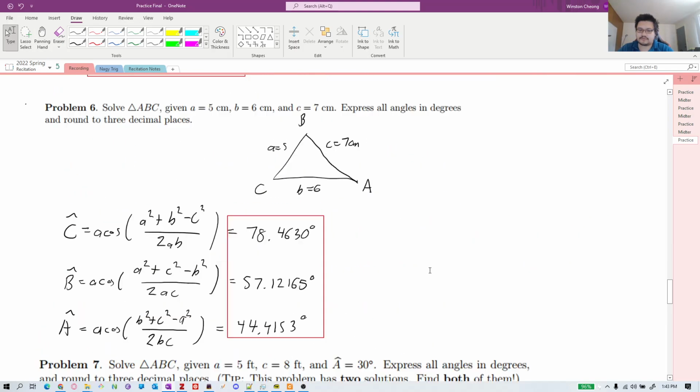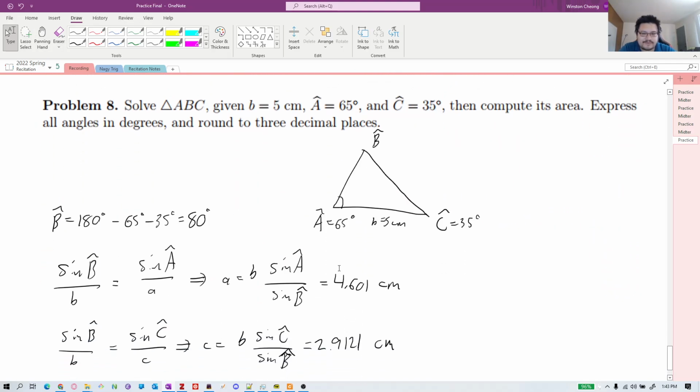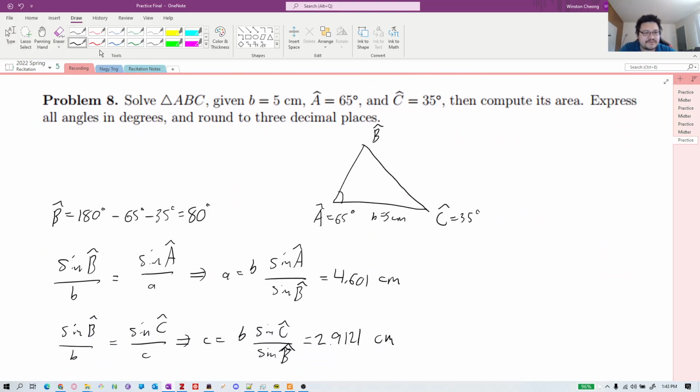Yes. Okay. Number 8. I forgot to do the area. Yeah, don't just read the problem, make sure you solve everything. That's terrible of me. Compute the area.